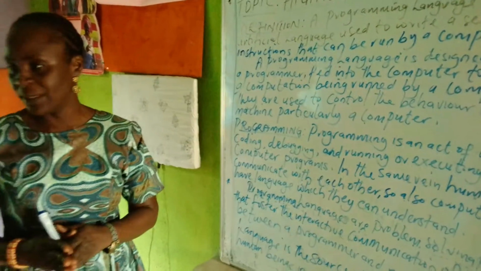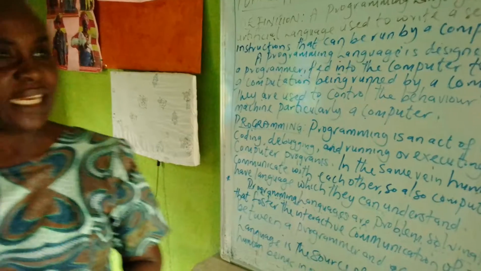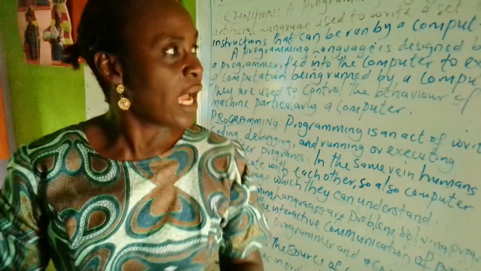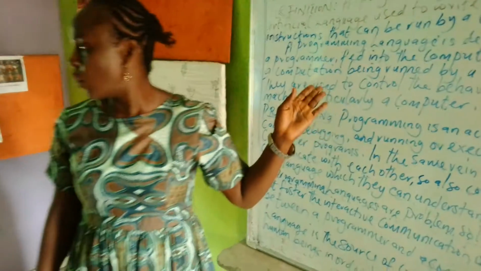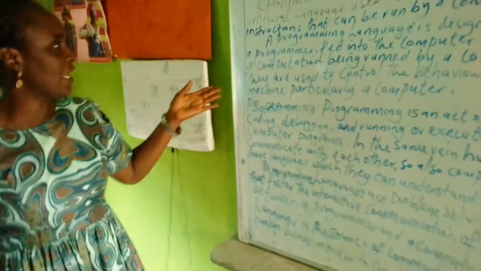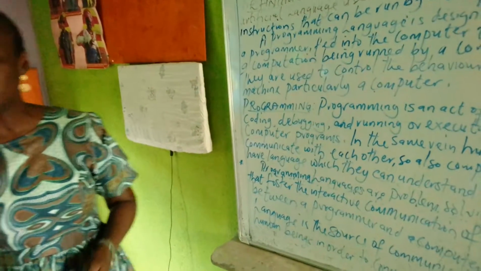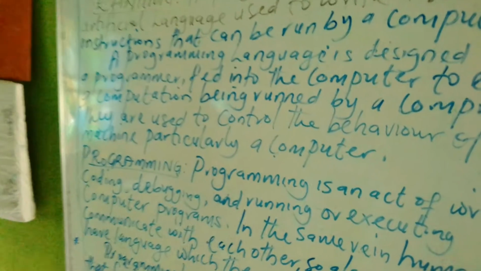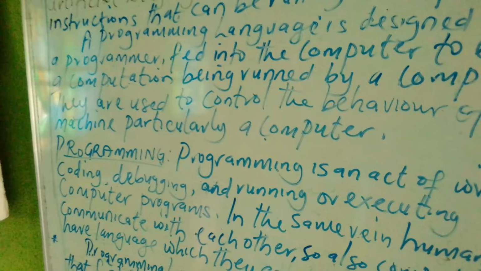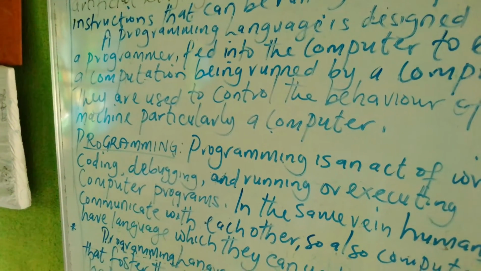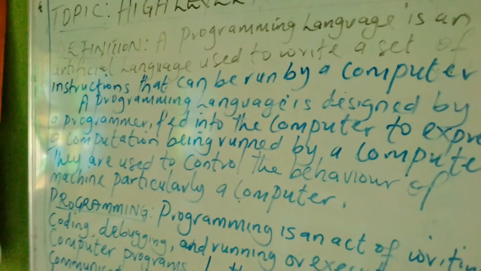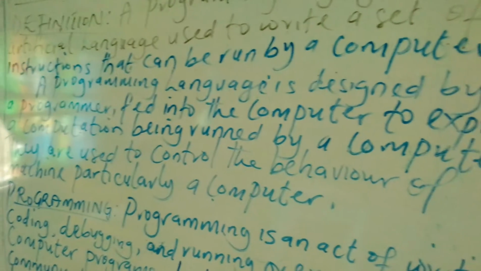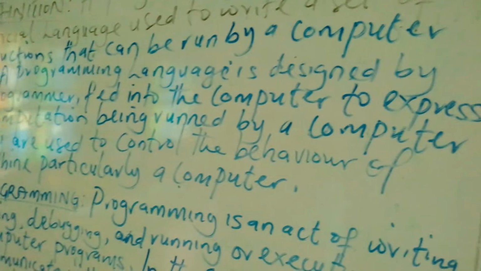What is programming? Programming is the art of writing, coding, and running computer programs in the computer. Now we're talking about high-level languages. A programming language is an artificial language used to write a set of instructions that can be run by a computer. A programming language is designed by a programmer and fed into the computer to express computation being run by a computer.